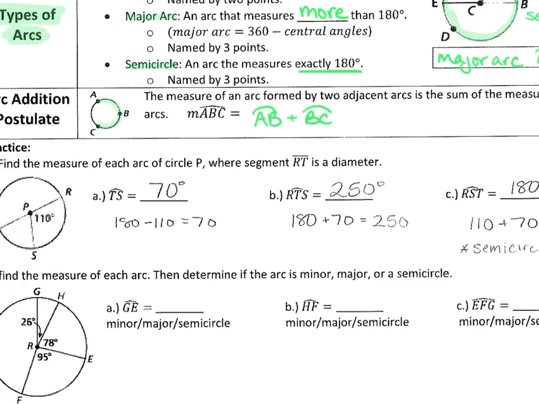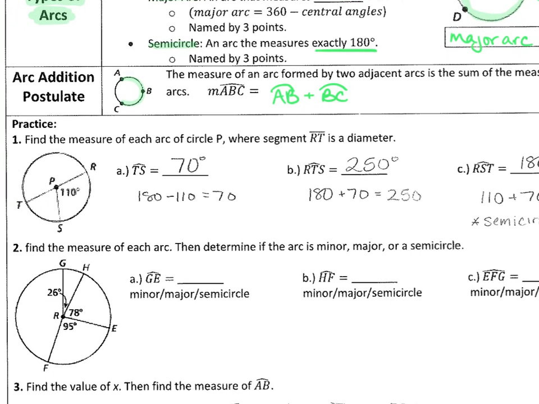I've done this first one for you so you can see. It says find the measure of each arc of circle P where segment RT is a diameter. I need you to make sure you recognize that if it tells you RT is a diameter, which was our blue word, I know I didn't warn you about blue color, but blue is our diameter. That means this is creating my semicircle. So this side is 180 degrees and this side is 180 degrees.